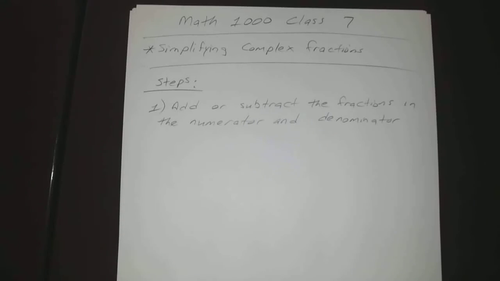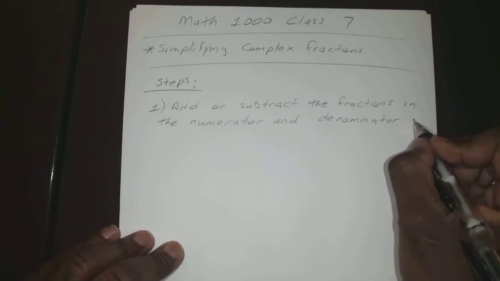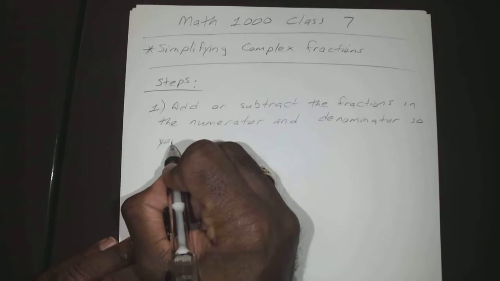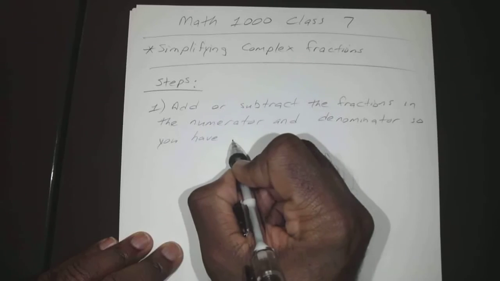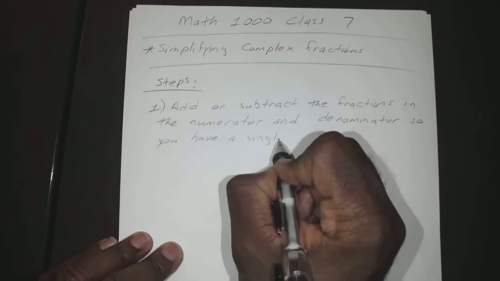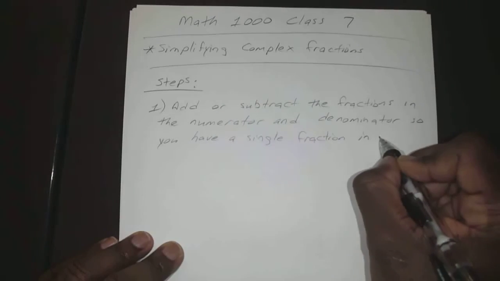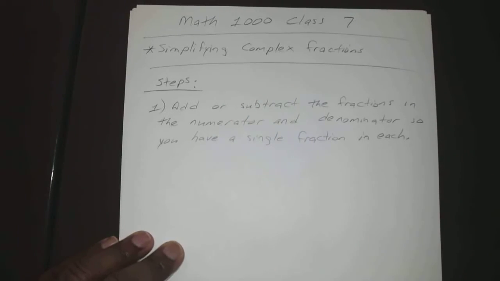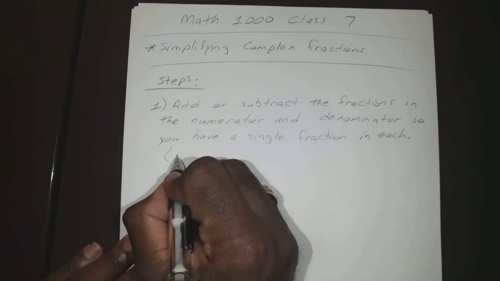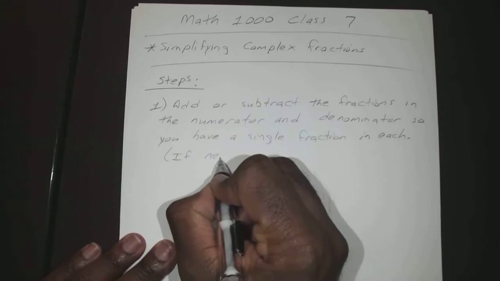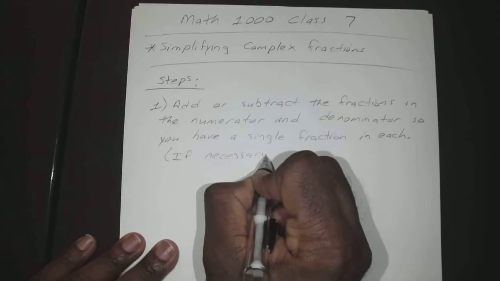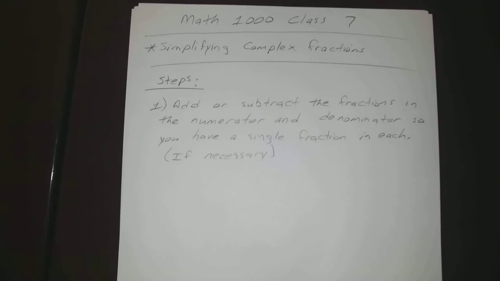Okay, so your goal is to get a single fraction in both of them. You don't want to have two fractions up top and two in the bottom. So you have a single fraction in each. Okay, and you really only have to do that if it's necessary. Sometimes they'll already come as a single fraction, so you don't have to do this step.